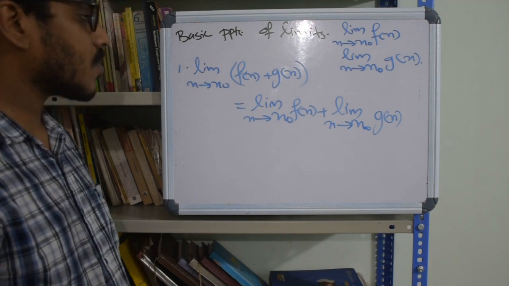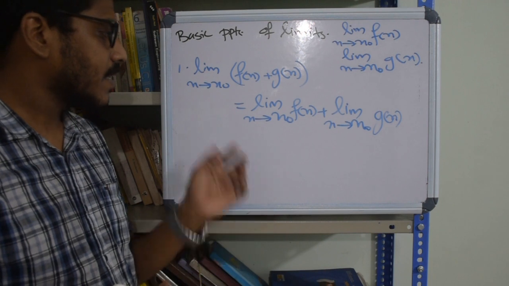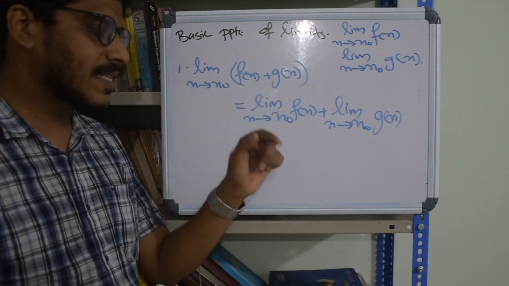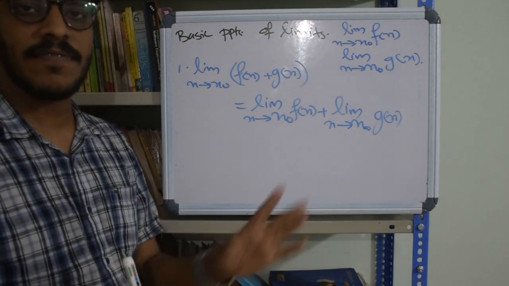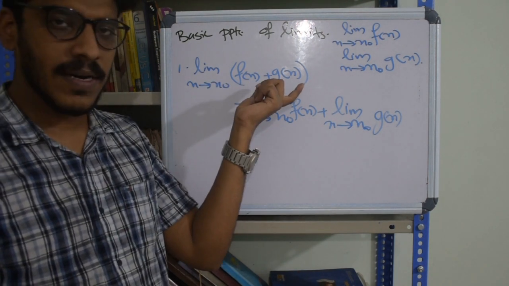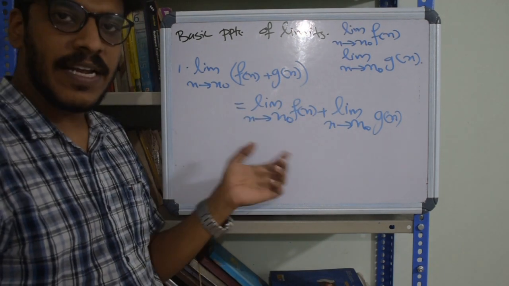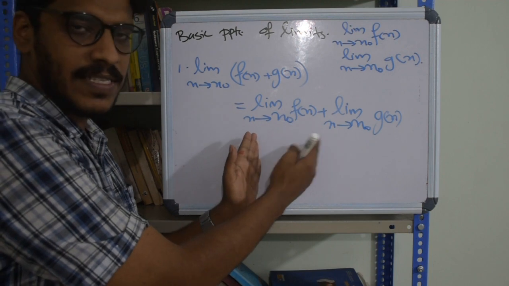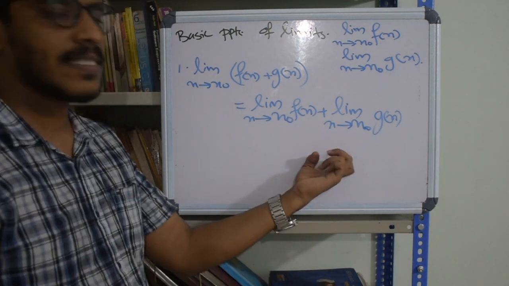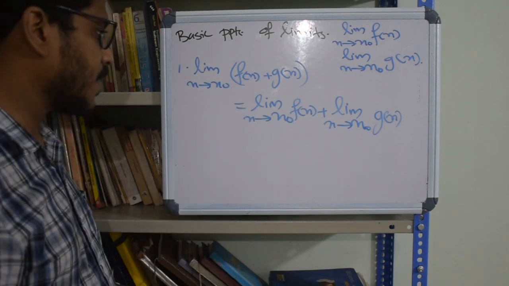This is called the sum rule for limits. This just says that the limit of a sum of two functions is the sum of limits of individual functions. We had to find the limit of sum of two functions f of x and g of x here. So what we will do? We will individually find the limit of both functions f of x and g of x as x tends to x0, and we will just sum them up. This is called the sum rule for limits.